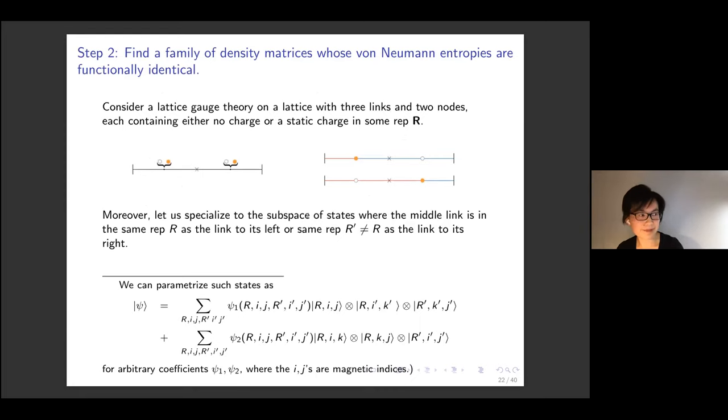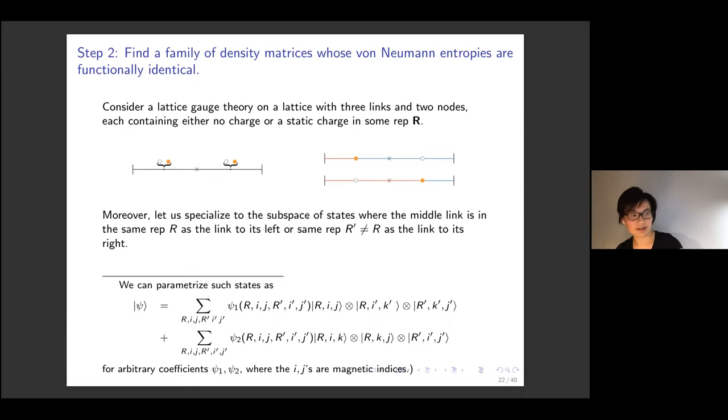So consider now a compact lattice gauge theory on a lattice with three links and two nodes, each of which will contain either a node charge, which I've drawn as a white circle on the left-hand side of this picture, or a static charge in some fixed representation R, which I've drawn as the orange circle. And you can ignore the X for now. It's where I will want to compute the entanglement entropy in a second.